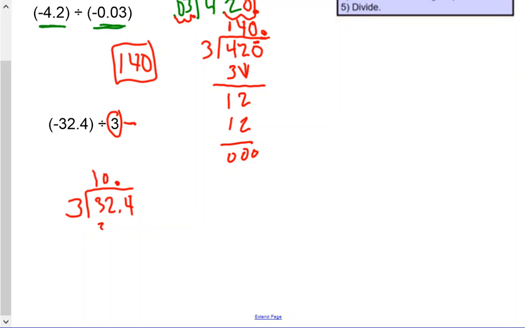And then we would get 30. 32 minus 30 is 2, and then bring down the 4. How many times does 3 go into 24? It goes in 6 times. Okay, and then that would be 24, and then we are zeroed out. So our answer, negative 32.4 divided by 3, would be a negative 10.6.